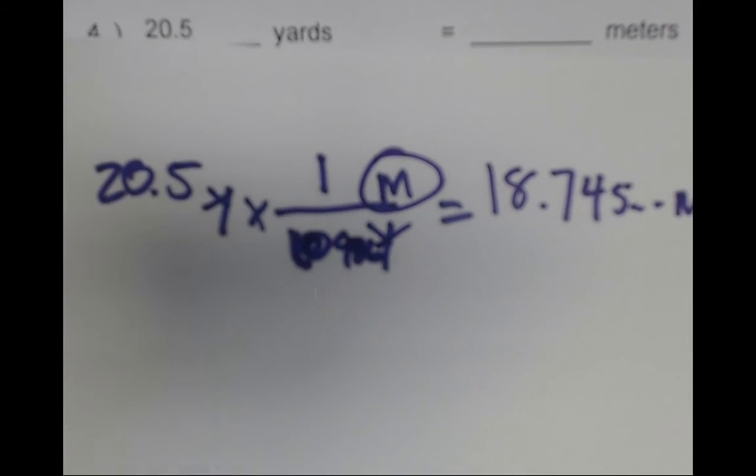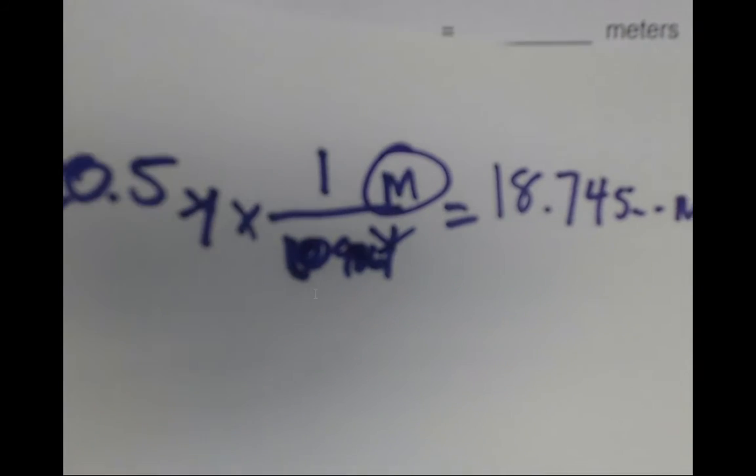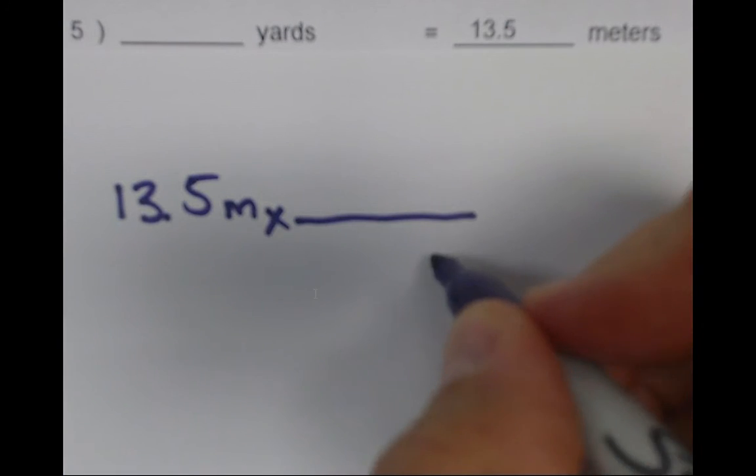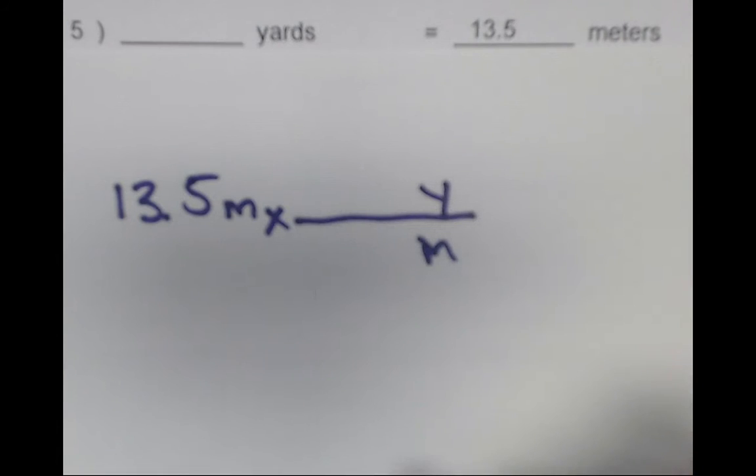Okay, let's do a couple more. What you end up realizing is that all of these are kind of the same problem, you're just converting. Oh, here's yards to meters again, which is good because now we don't have to look up the conversion factor. We already know it from the previous problem. So we have, make sure I write this down, 13.5 meters, and we want to X-line this, and we want to go from meters to yards now.